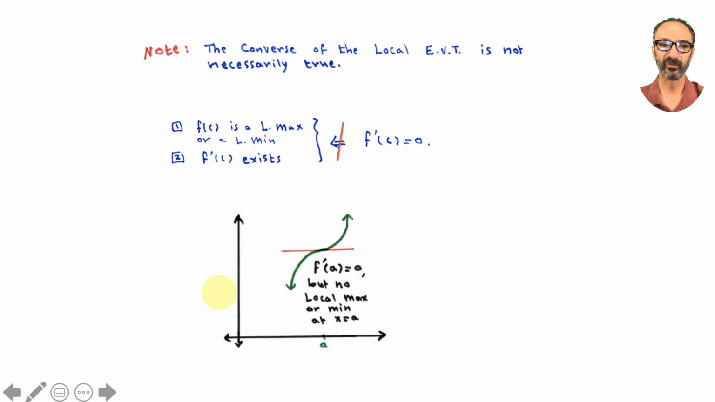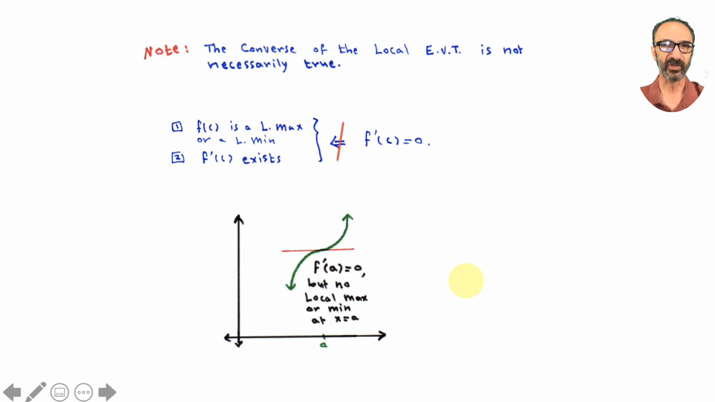Here's a good example. A cubic, instead of graphing it here, I graphed it in the first quadrant, shifted right and up. At this level, f prime is 0. So we are here. I can't go backwards and say, oh, I have a maximum or minimum. No. There is no local maximum or minimum at x equals a. So by knowing that f prime is 0, it doesn't mean that you have a max or min.